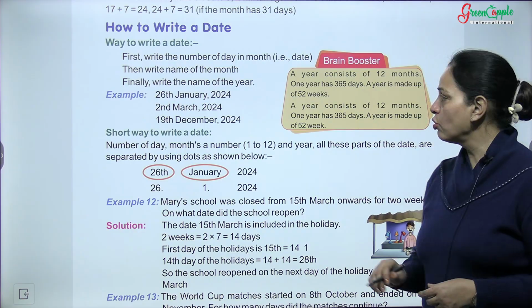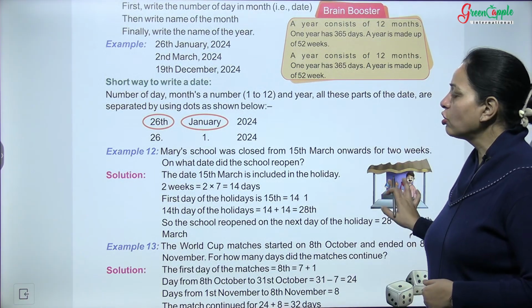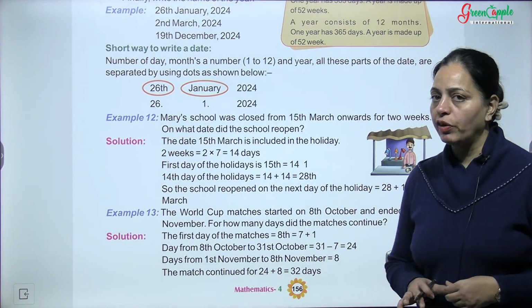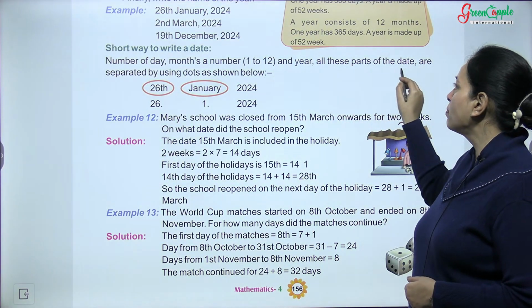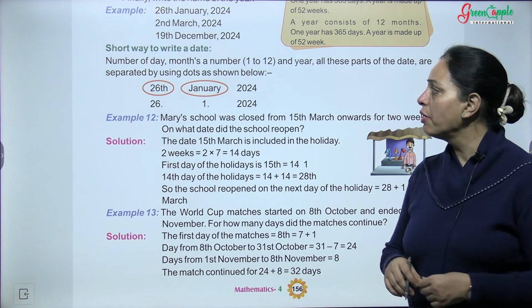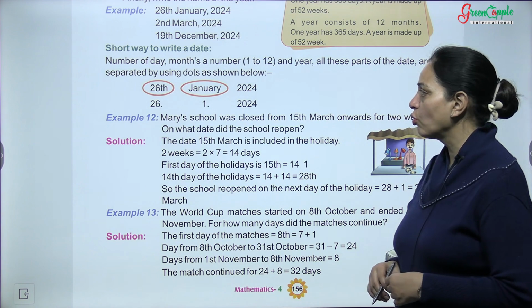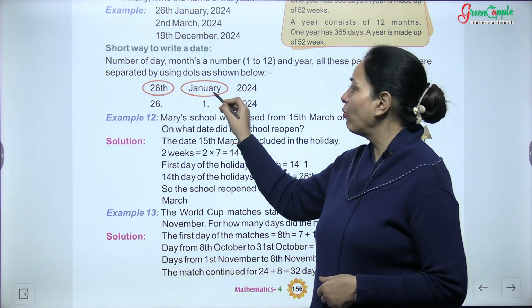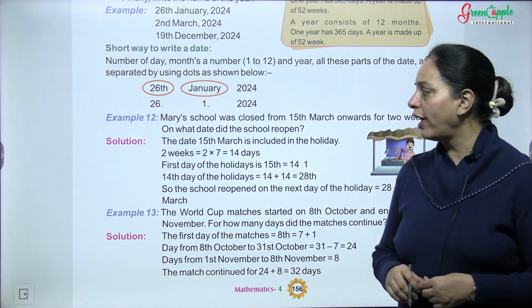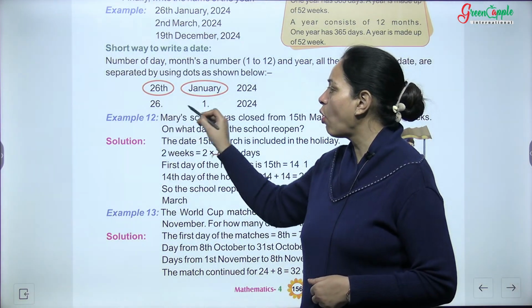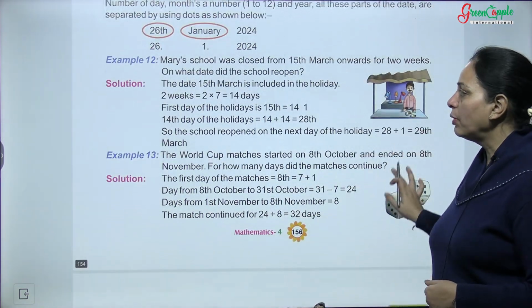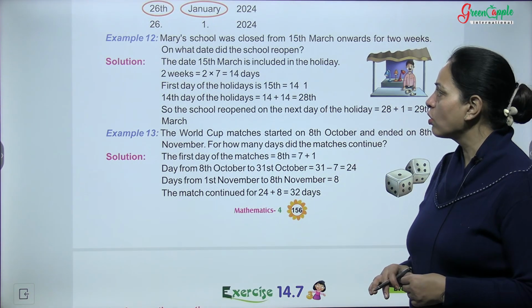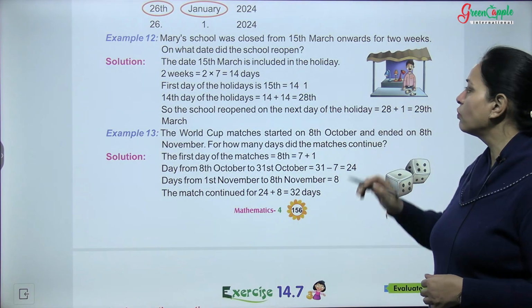Now here is a short way to write a date: number of the day, month number 1 to 12, and year. All these parts of the date are separated by using dots as shown below. Like 26 January 2024, how can we write it in short form? 26.1.2024.